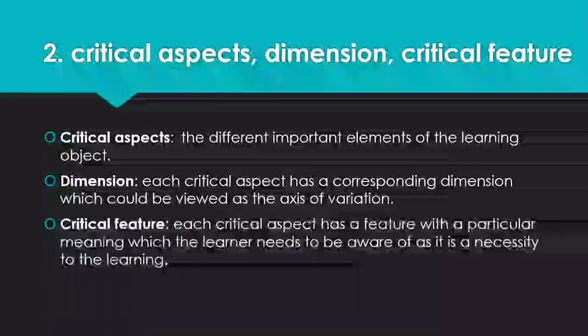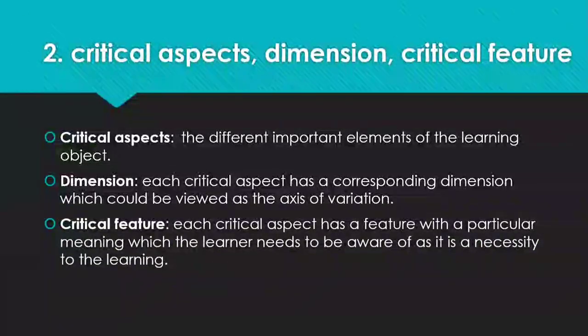The next one is critical feature. Each critical aspect has a feature with a particular meaning, which the learner needs to be aware of as it is a necessity to the learning. Well, keep the last example. In the dimension of variation of flavor, from sour to sweet, the point sweet is actually the critical feature of identifying a red apple. So that is a critical feature. It's like a point on the axis of variation.